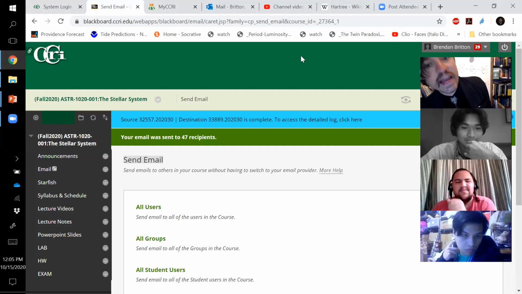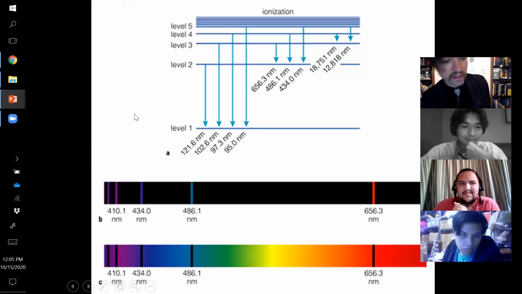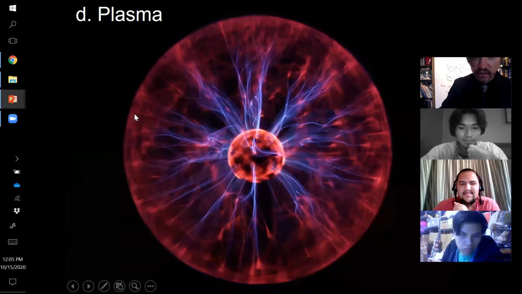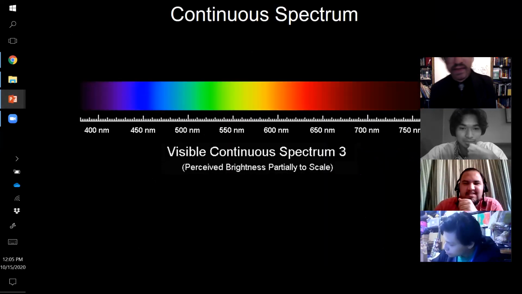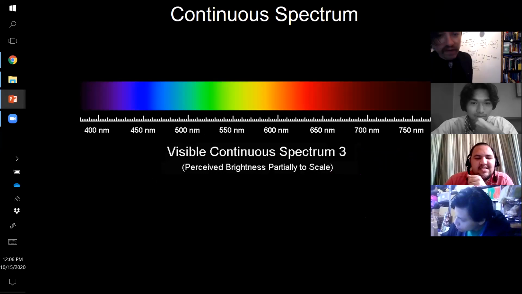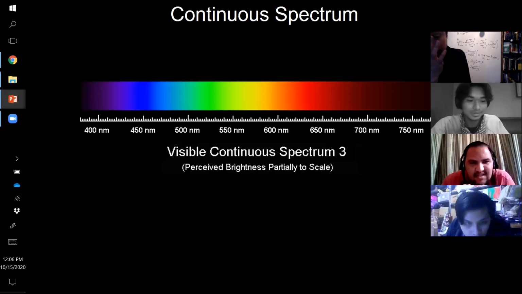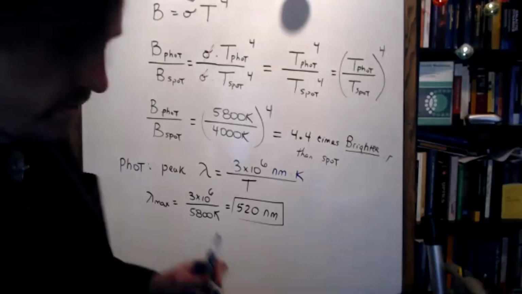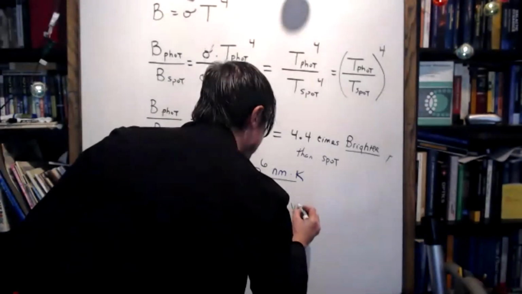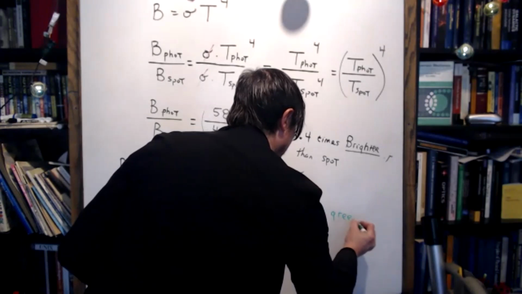I want you guys to actually memorize the colors of the EM spectrum. Hold on, let me find it here. I kind of want you to memorize this sort of by accident without trying. What color is 520 nanometers? Green. Wicked, wicked green. Okay. So this is visible, and the color is green.